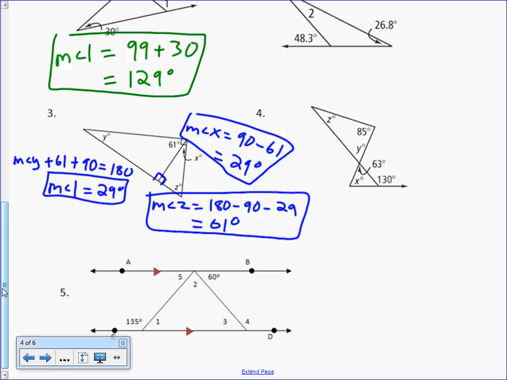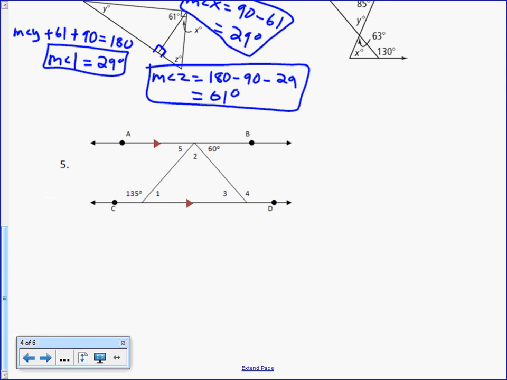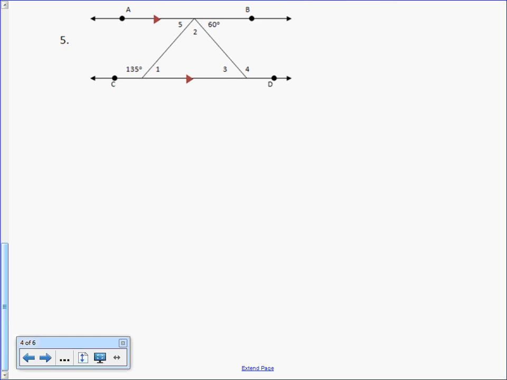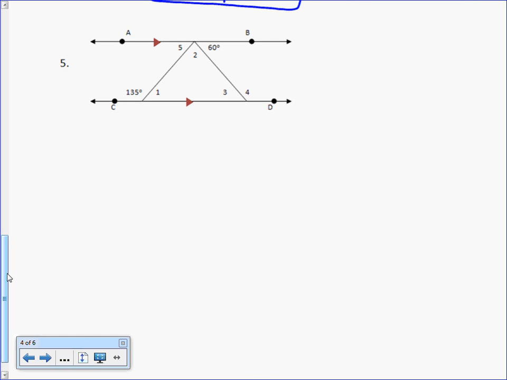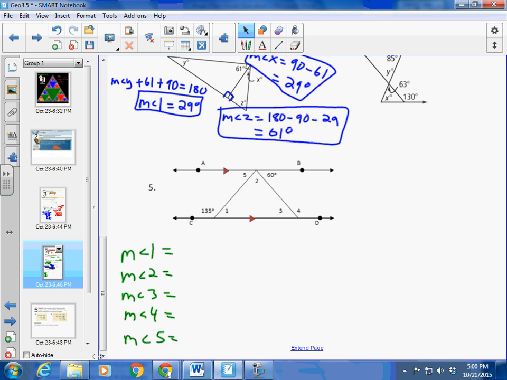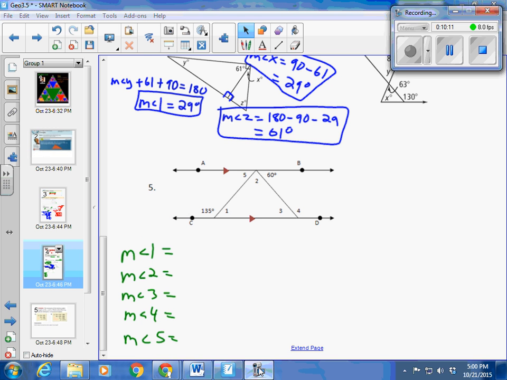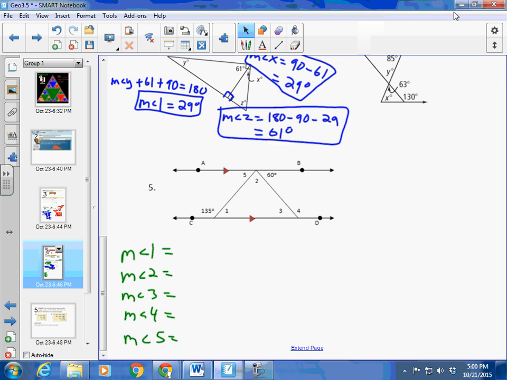All right, this last one is a thinker. So you got a lot going on here. We have the measure of angle 1 to find, angle 2 to find, angle 3 to find, angle 4 to find, and the measure of angle 5 to find. Let's just quick check our time. Let's see if we can get through this whole thing and still keep it short. All right, we're at 10 minutes. We can get this done in a couple minutes.